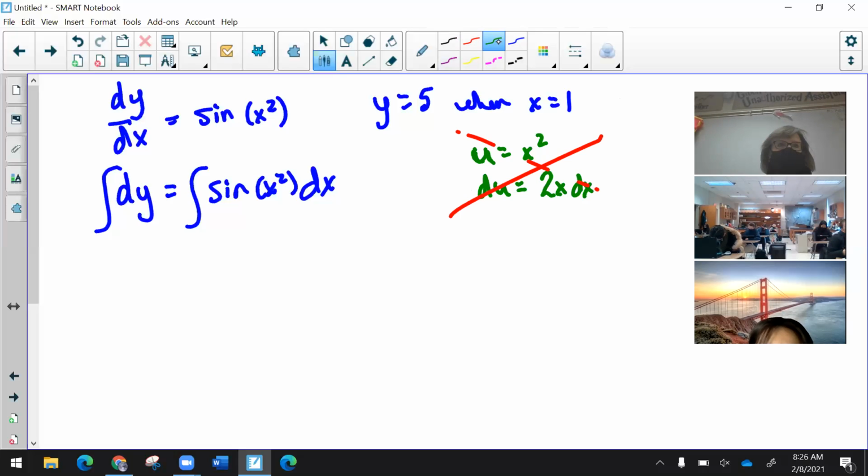What's next on my list? Integration by parts, but I don't really have two things multiplied by each other. Sometimes we do wacky things that way, but not today. And what's my last tool in my toolbox? Partial fraction decomposition, but I don't really have a numerator and a denominator. So I'm kind of stumped.